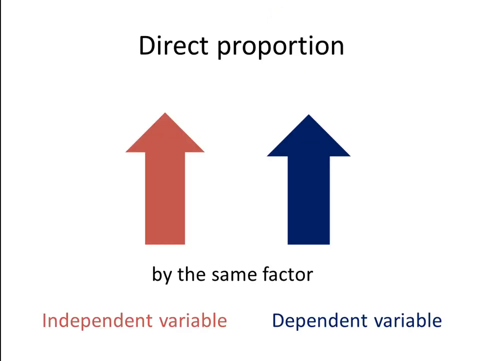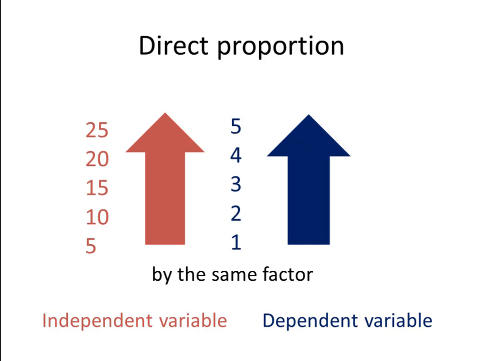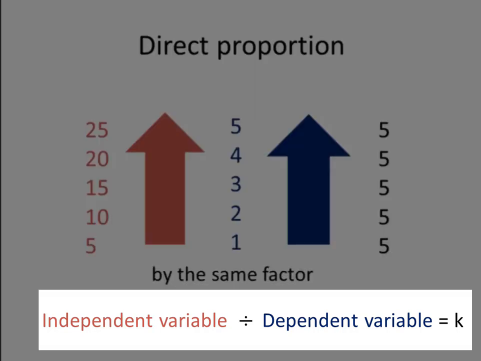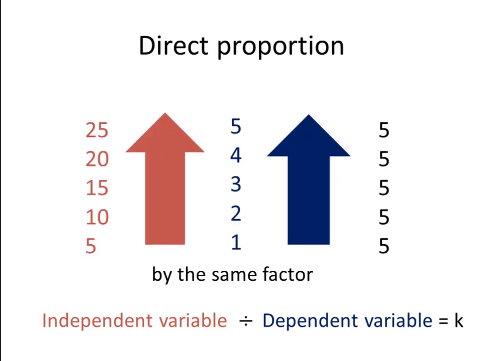Now we know that in direct proportion, as the independent variable is increased, the dependent variable also increases by the same factor. For example, the independent variable might increase 5, 10, 15, 20, 25, and the dependent variable correspondingly increases 1, 2, 3, 4, 5. We can recognize direct proportion by dividing one by the other and getting a constant. For example, here we might divide independent variable by dependent variable and end with a constant, in this case 5.